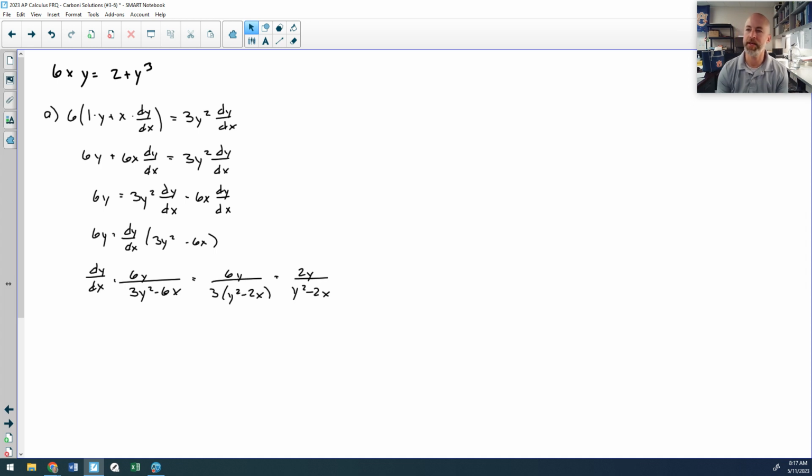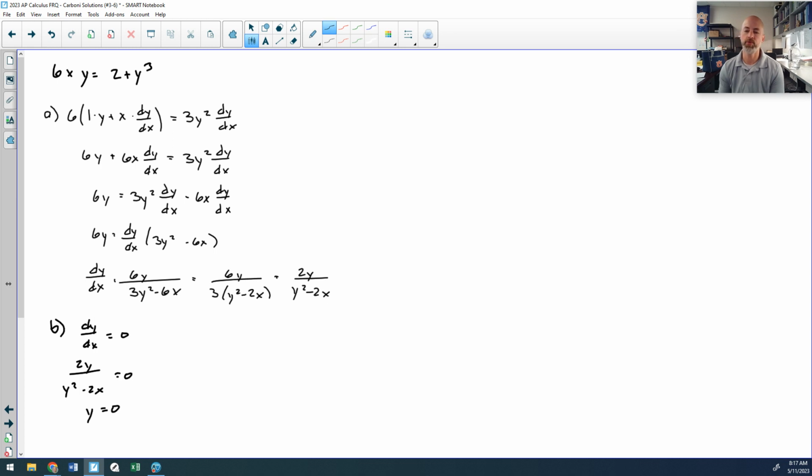So a tangent line is horizontal means the derivative would be 0. So for B, I need dy/dx to equal 0, which is going to happen when the numerator is 0. I will go ahead and write the whole thing: y squared minus 2x equals 0. That will happen when y is equal to 0.